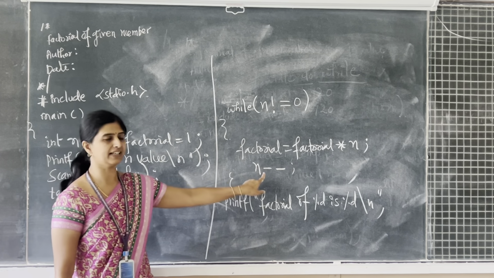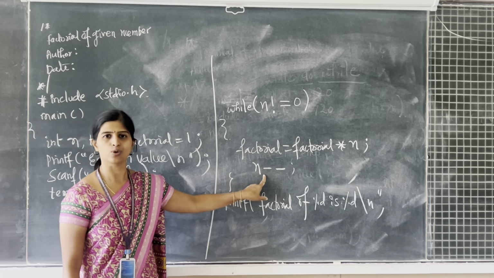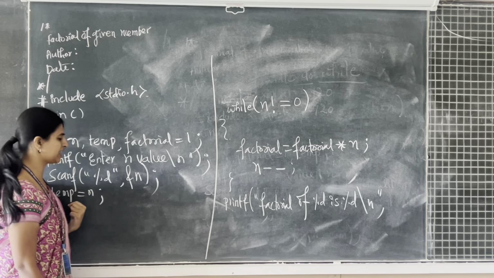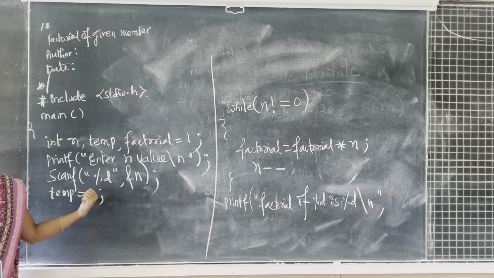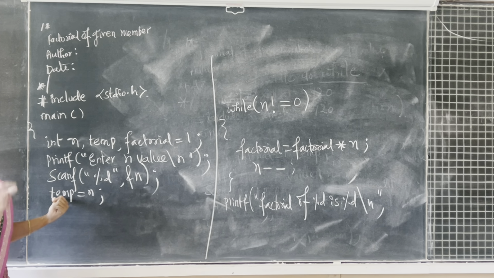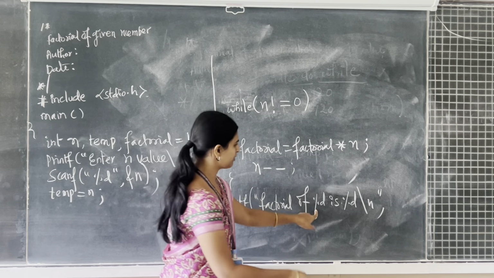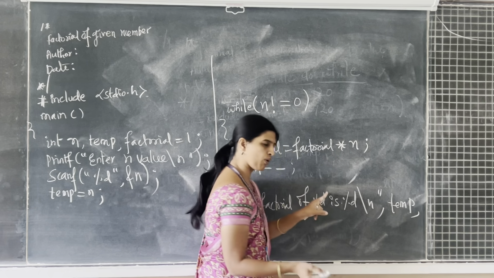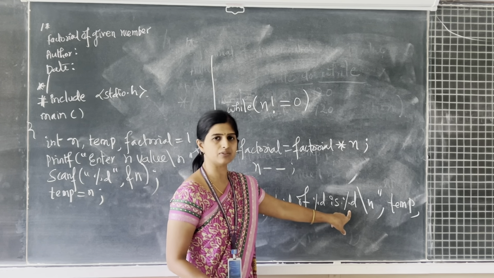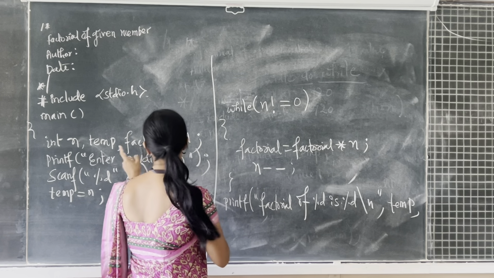Now as you can see here, I am updating the n value. That is the reason I took a temporary variable to retain the original value of n that was read earlier. So I will make use of temp. Factorial of 5 is 120. So the first variable is for the temp variable, and obviously the end result will be stored in a variable called factorial.